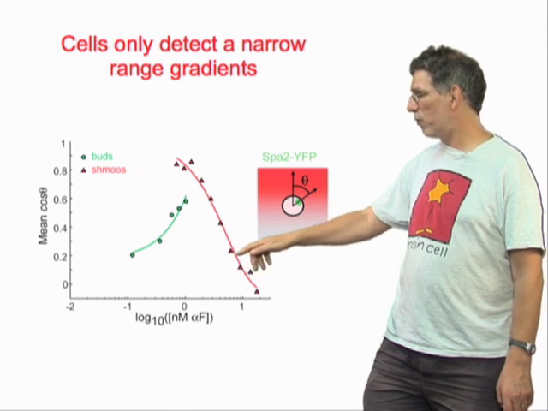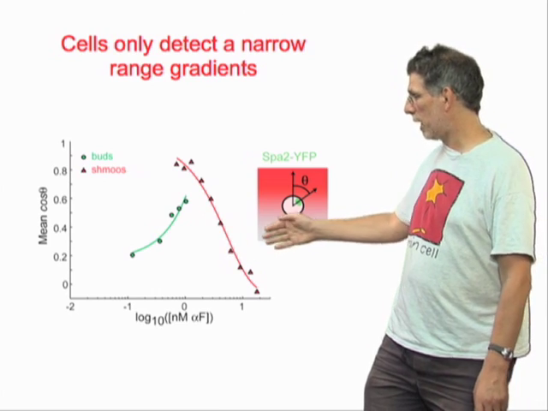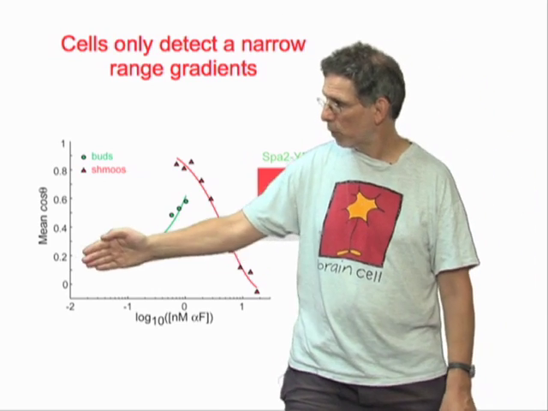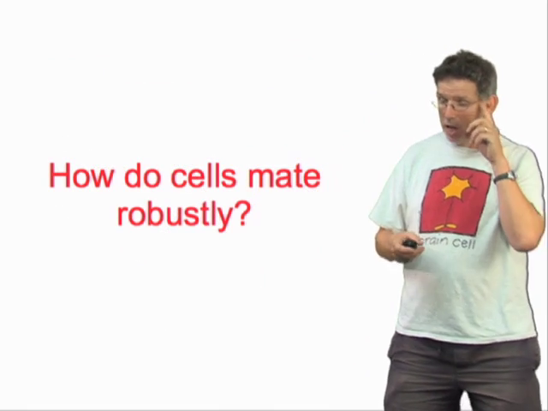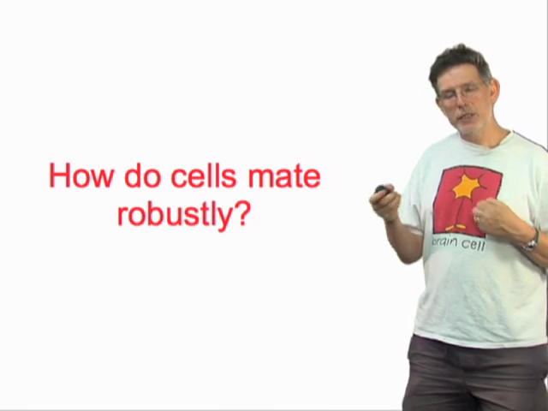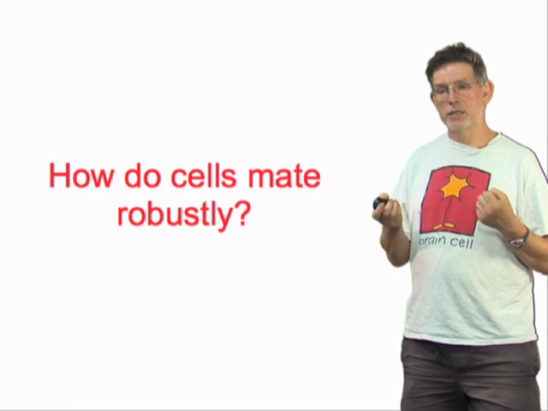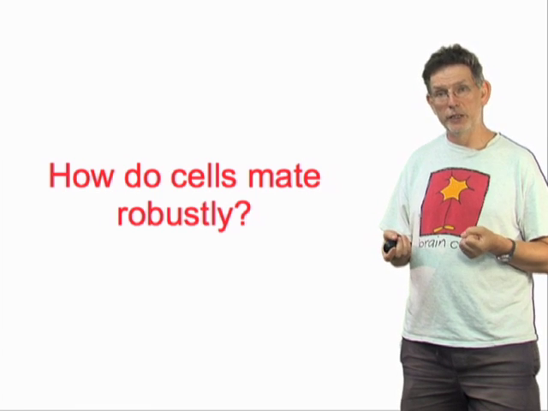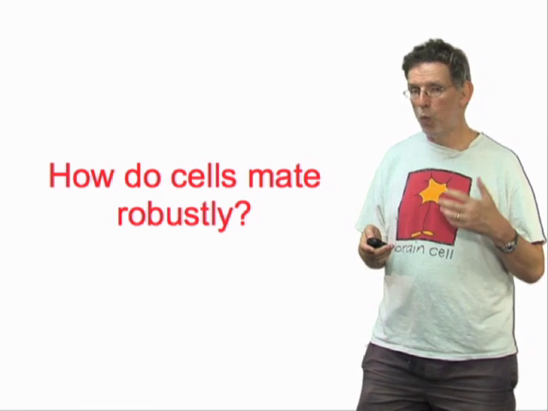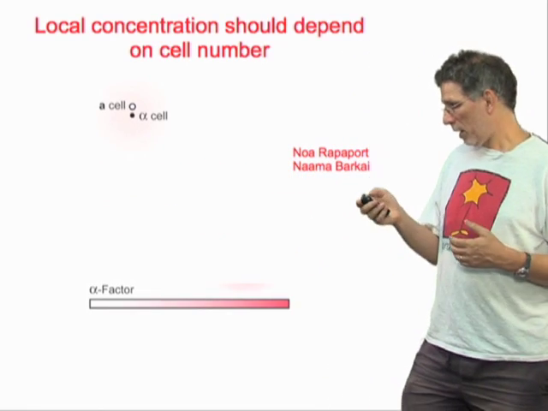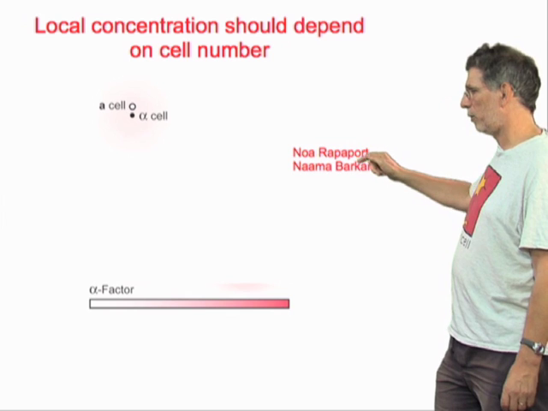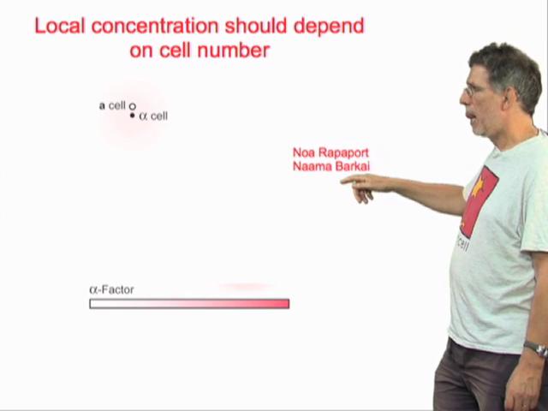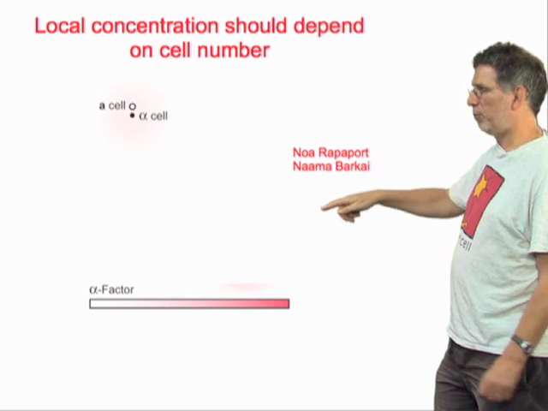Outside that range, if the pheromone concentration gets too high going in that direction, or it gets too low going in that direction, the cells can't polarize properly. And if that's true, how is it the case that cells can mate successfully under these very different conditions? And I'm going to try and explain to you why that's a problem. And this work depended on a collaboration with physicists in Israel, Noah Rappaport and Nama Barchai. And it comes from a very simple argument.